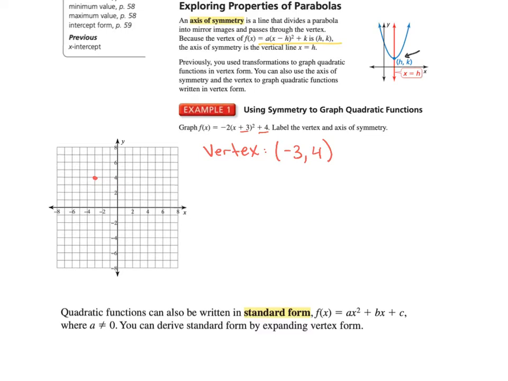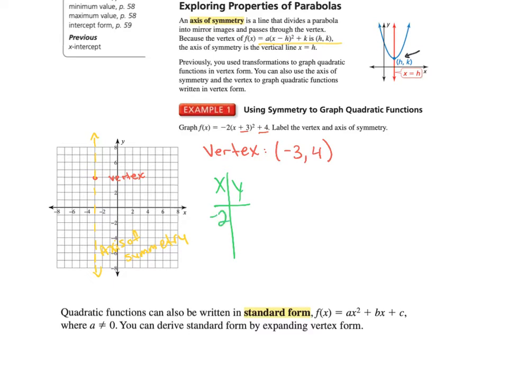The axis of symmetry goes right through that. So let's label that vertex. And then let's look at the axis of symmetry. Now this isn't part of the graph, but you can sketch it and it helps you graph the function. So this is the axis of symmetry. All right, so let's find another point. Let's do a t-chart, and we're just going to pick one point at a time. Let's put in -2 because it's on the right-hand side of my axis of symmetry.